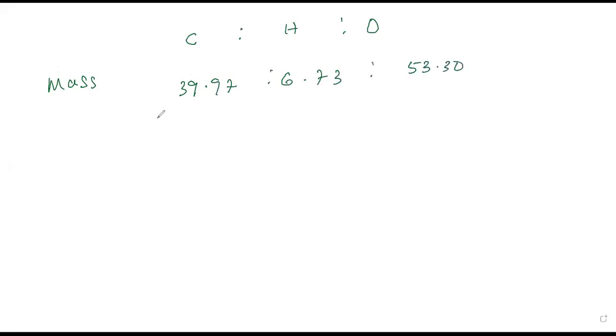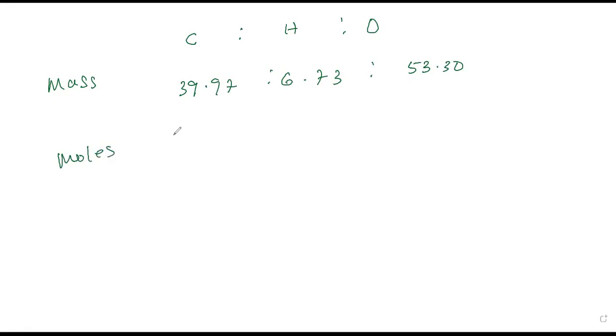Yes. So when you think about this, first we have to find the mass of each element: the carbon, hydrogen, oxygen, right? The mass is 39.97 for carbon, hydrogen is 6.73, oxygen is 53.30, and this is the ratio. Next, the molar mass is given. So let's find the moles, right?